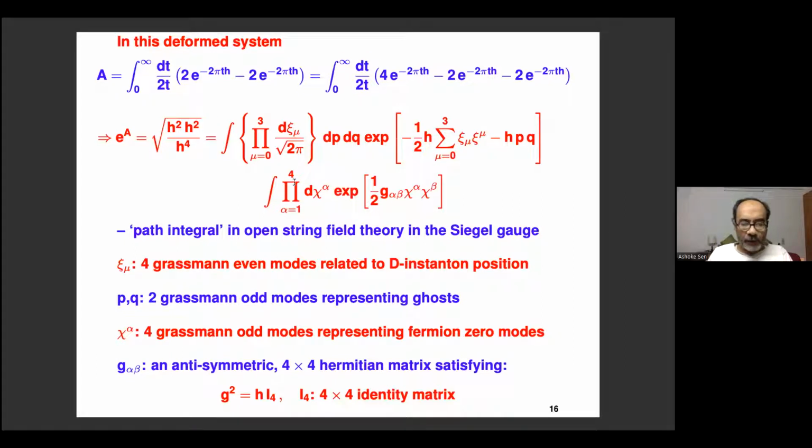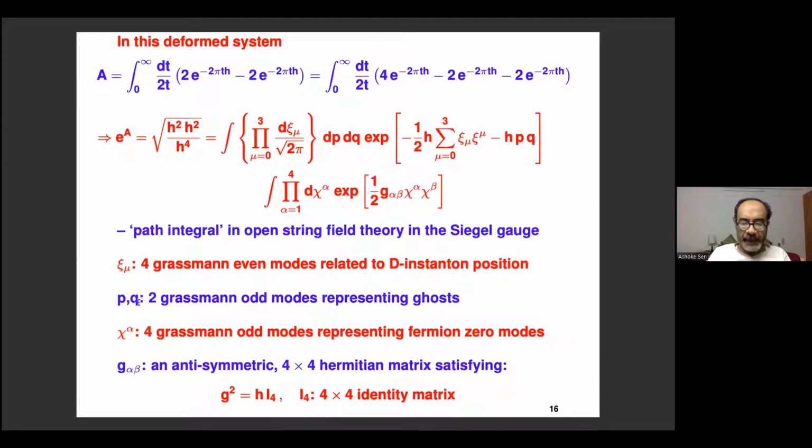Okay, so now here we come to the collective modes. The xi mu's will be the 4 Grassmann even modes. You can easily identify in string field theory what these modes are, and you can easily show that these are related to the D-instanton position.